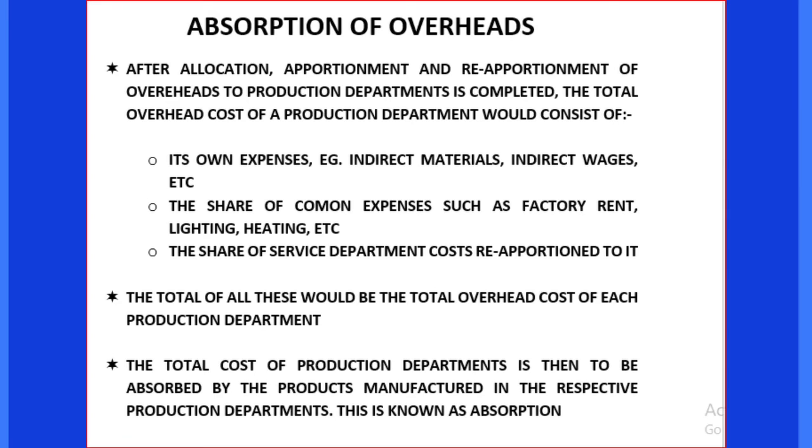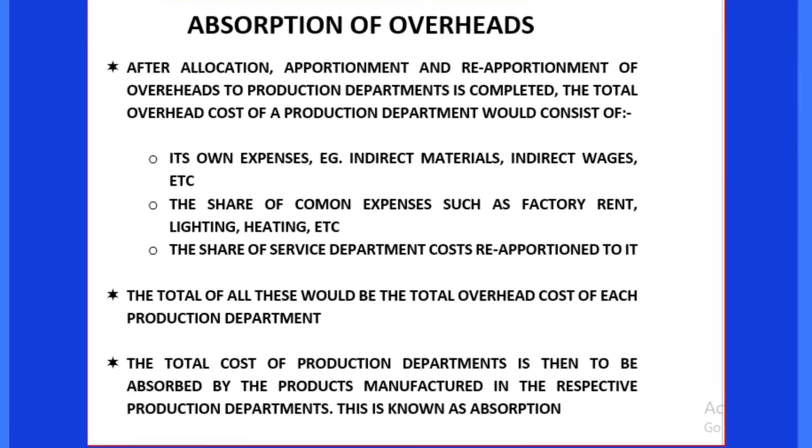So every time a production department will have three expenses: its own expenses, a share of common expenses, and a share of the service department cost. And all this cost is then absorbed by the products which are manufactured in the respective production departments. Therefore, it is known as absorption. Please try to read this again and again and understand the concepts very clearly. After understanding only, try to learn it by heart.